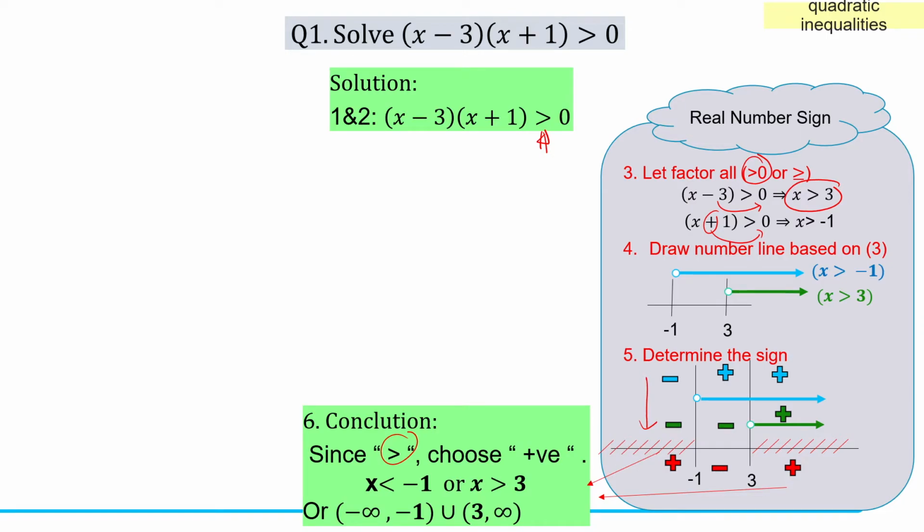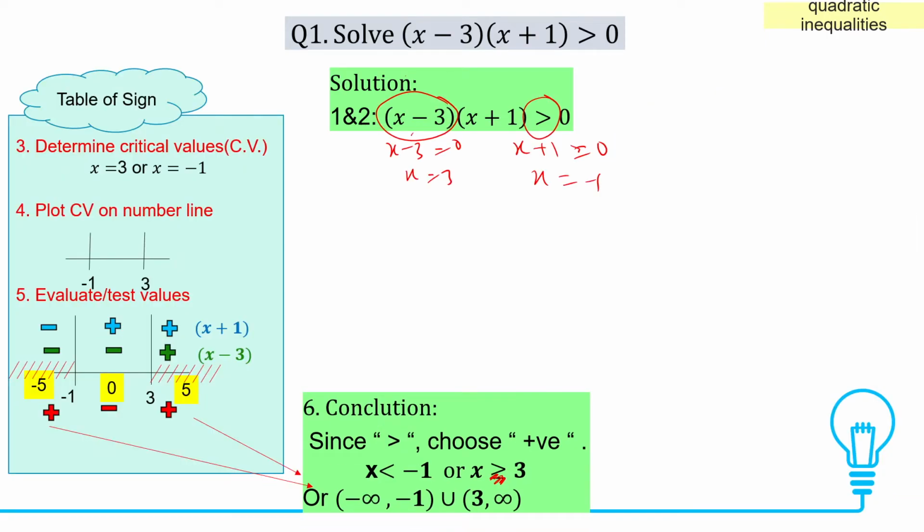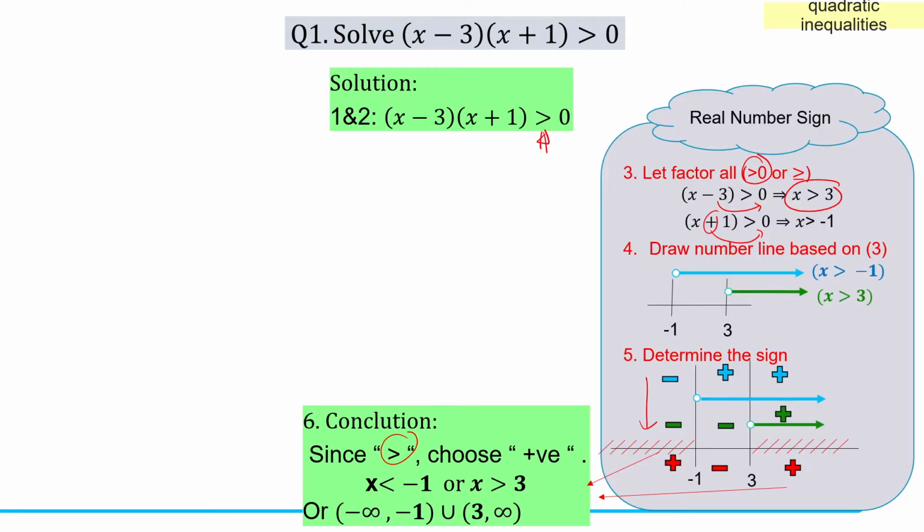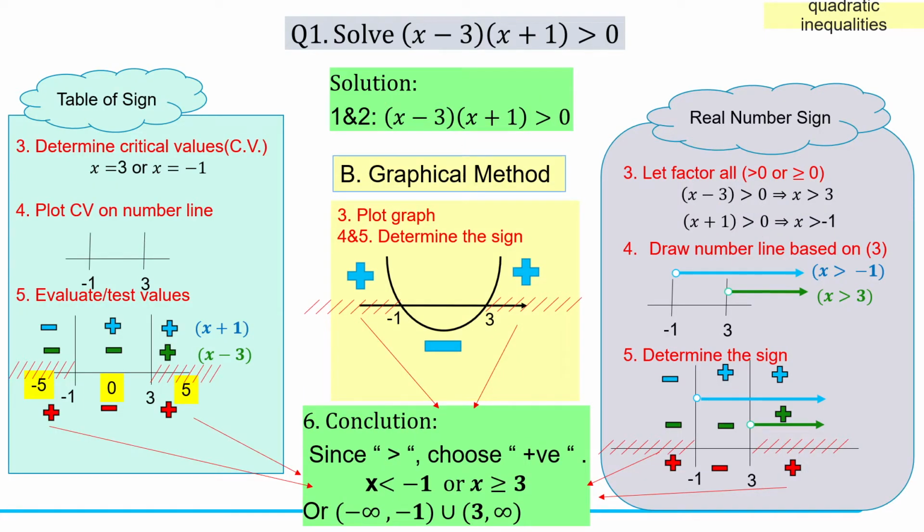Okay, so this is how the 3 different methods to solve the same question. Actually, frankly speaking, the easiest is the quadratic, but for the real number sign and then the table of sign, you have a more broad usage if you not only have quadratic, because the graphical method is only suitable for quadratic use only. Okay, now we look at, so this is generally I tabled three together.